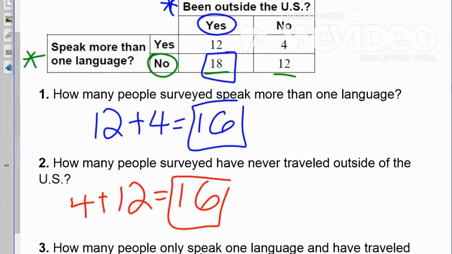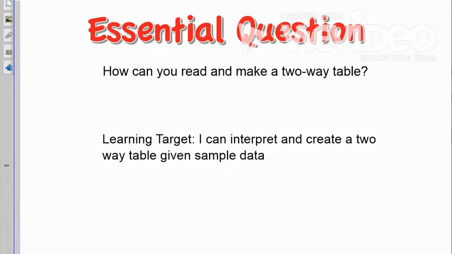Okay, so again, we found the criteria for the first question, which was those who do not speak more than one language. Okay, and then we answered using the second criteria of been outside the US in terms of yes. Okay, so hopefully that made sense, because now we're going to start talking a little bit more in depth about two-way tables, how you can read them and how to make them.